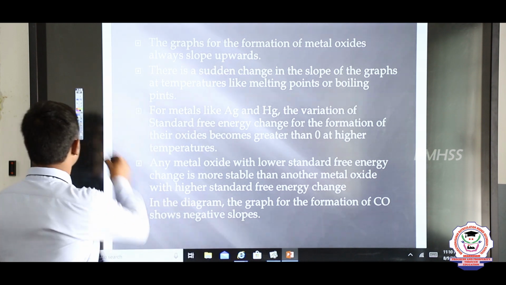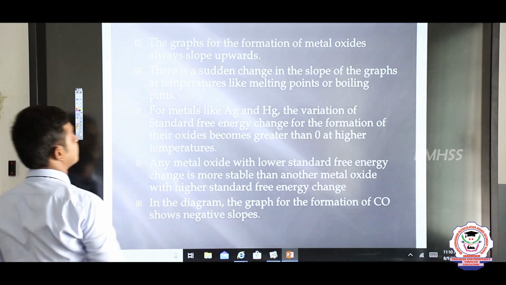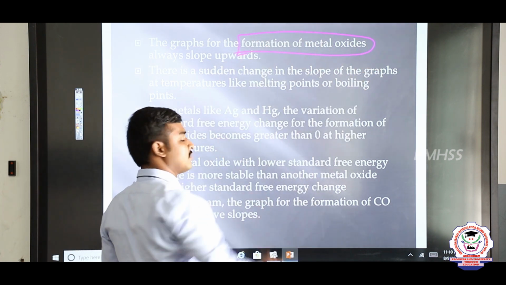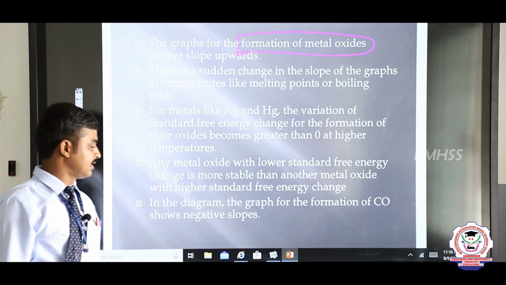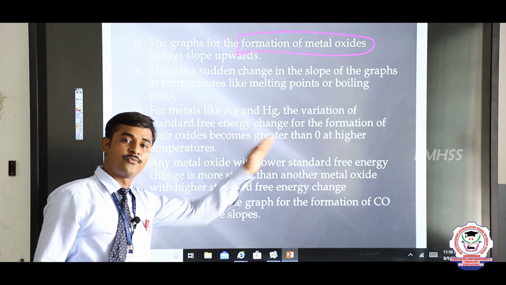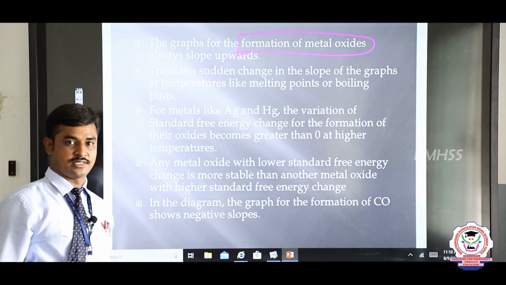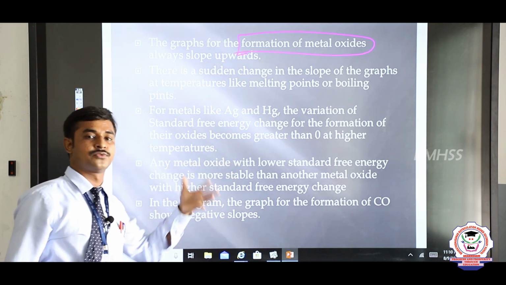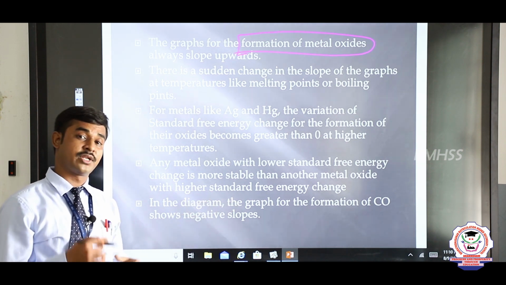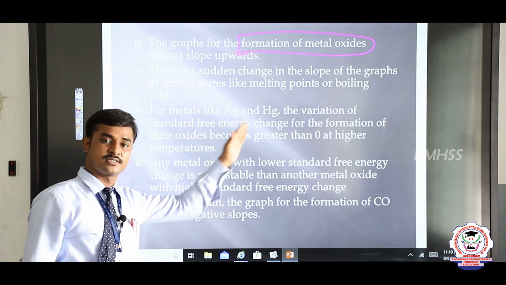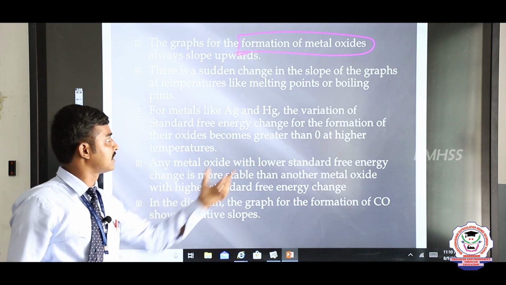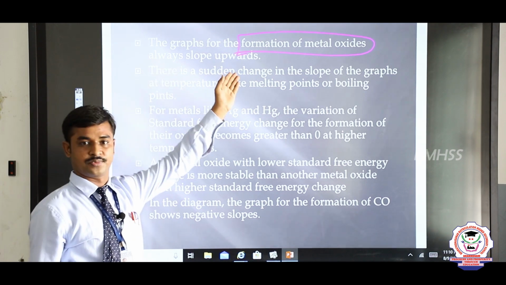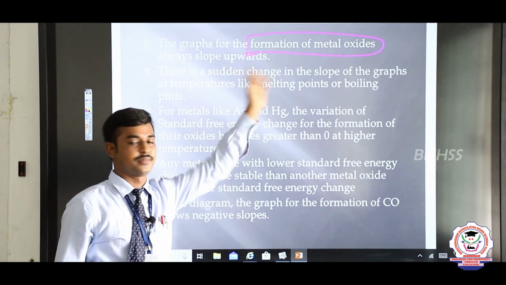From the graph we can know about the formation of metal oxides. From the graph we can see that the slope going upwards represents the formation of metal oxides. By increasing the positive value of del G or reducing the negative value of del G, the slope increases upwards and the metal oxide is formed. Upward slope indicates the formation of metal oxides.